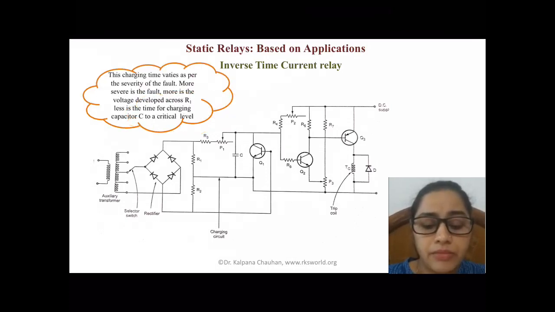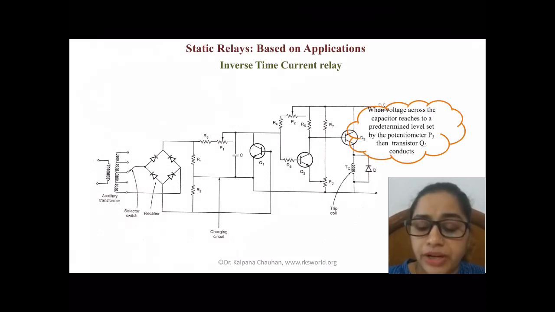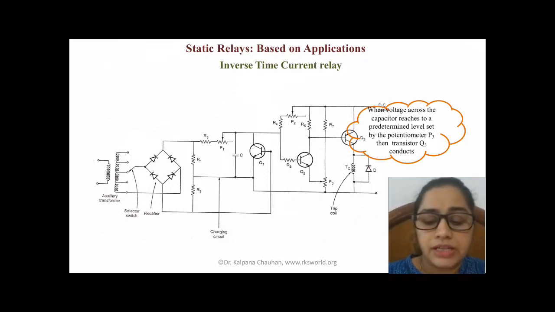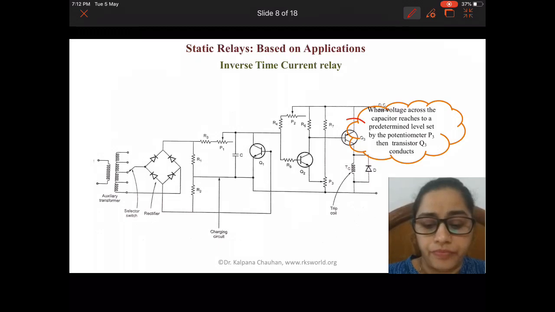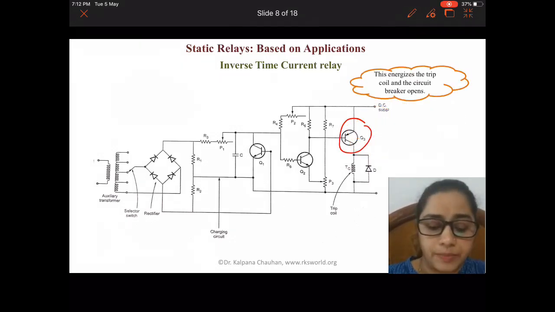This charging time varies as per the severity of the fault. The more severe the fault, the more voltage is developed across R1, and the less time it takes to charge capacitor C to a critical level. When the voltage across the capacitor reaches a predetermined level set by the potentiometer P3, transistor Q3 conducts. This energizes the trip coil and the circuit breaker opens.